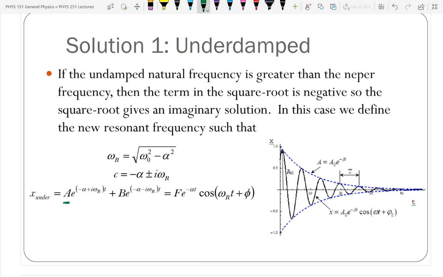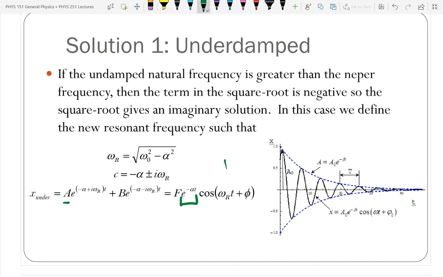which means that my x for underdamped is, again, arbitrary constant A, e to the, and I have to put in the whole shooting match, so minus alpha plus i omega r t, plus B, put in again the whole shooting match, but with the minus sign. And combining those two, and I'm not going to go through the combining again and showing Euler's formula, both terms had this e to the minus alpha t term, so I could factor it out, and then F cosine of omega r t plus phi.